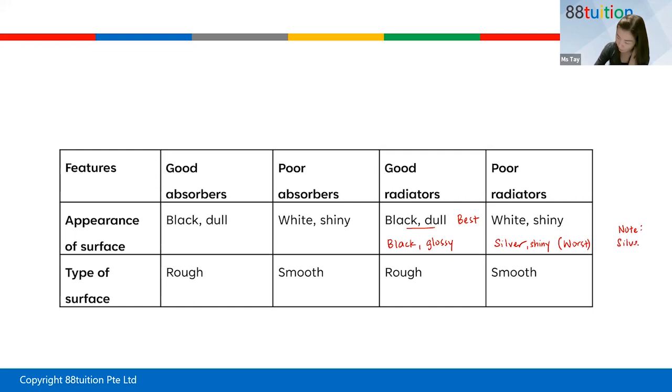Don't take a screenshot first. Let me just finish this up for you. Silver is the best reflector of heat. I would like you to write this down or to have these notes. Okay, silver is the best reflector of heat.